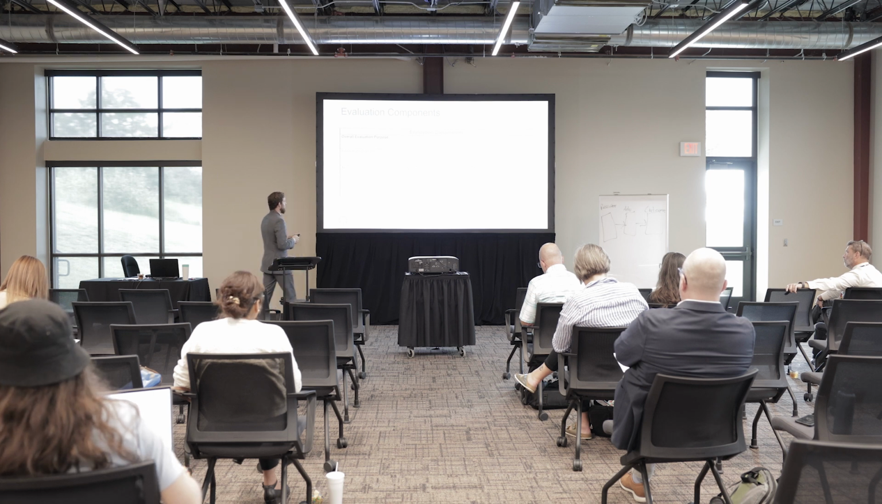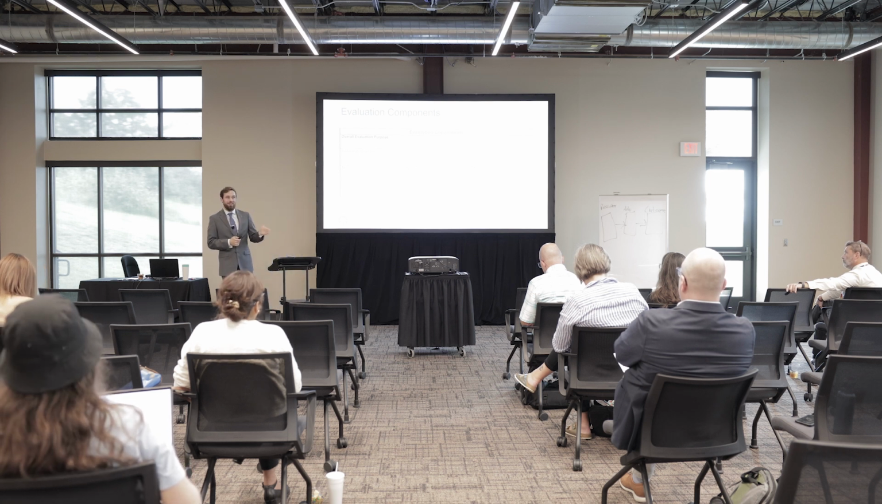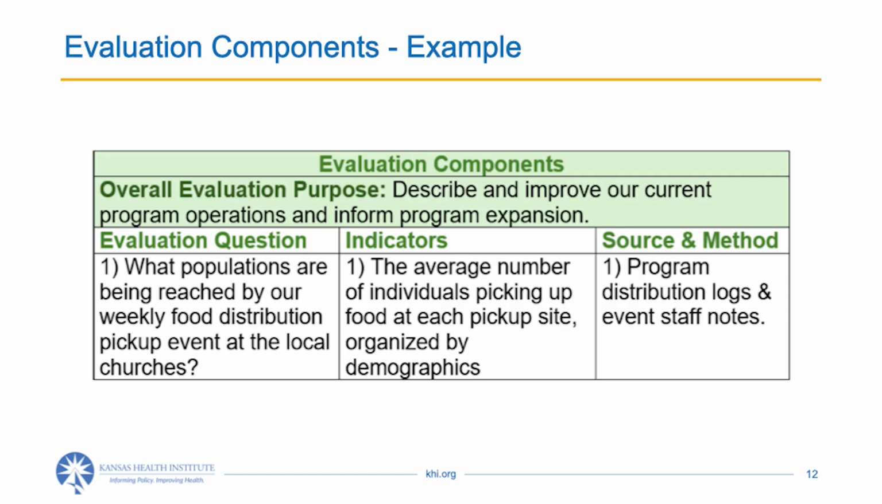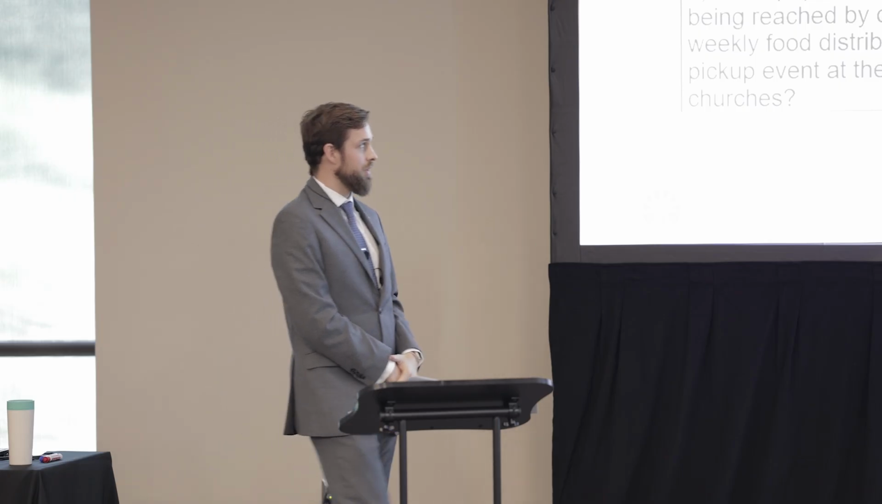So what's an example of this? We're going to continue with my hypothetical food-focused nonprofit. Here's that example. I want to describe and improve our current program operations and inform program expansion. So I'm really focused on the activities, that process. I want to know how well we're implementing those activities. So my question is, what populations are being reached by our weekly food distribution event at the local churches?